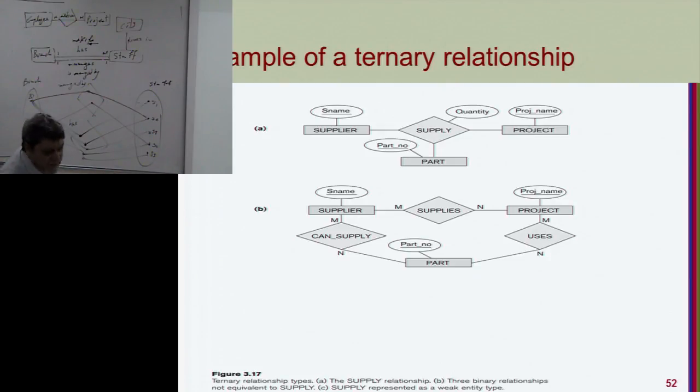Every two of these entity types are related using one relationship. Every two, part and project are related using one relationship, and part and supplier another relationship, and so on. So these are two different models, right? Using the same entity types, but different relations. The question is, are those two models equivalent?